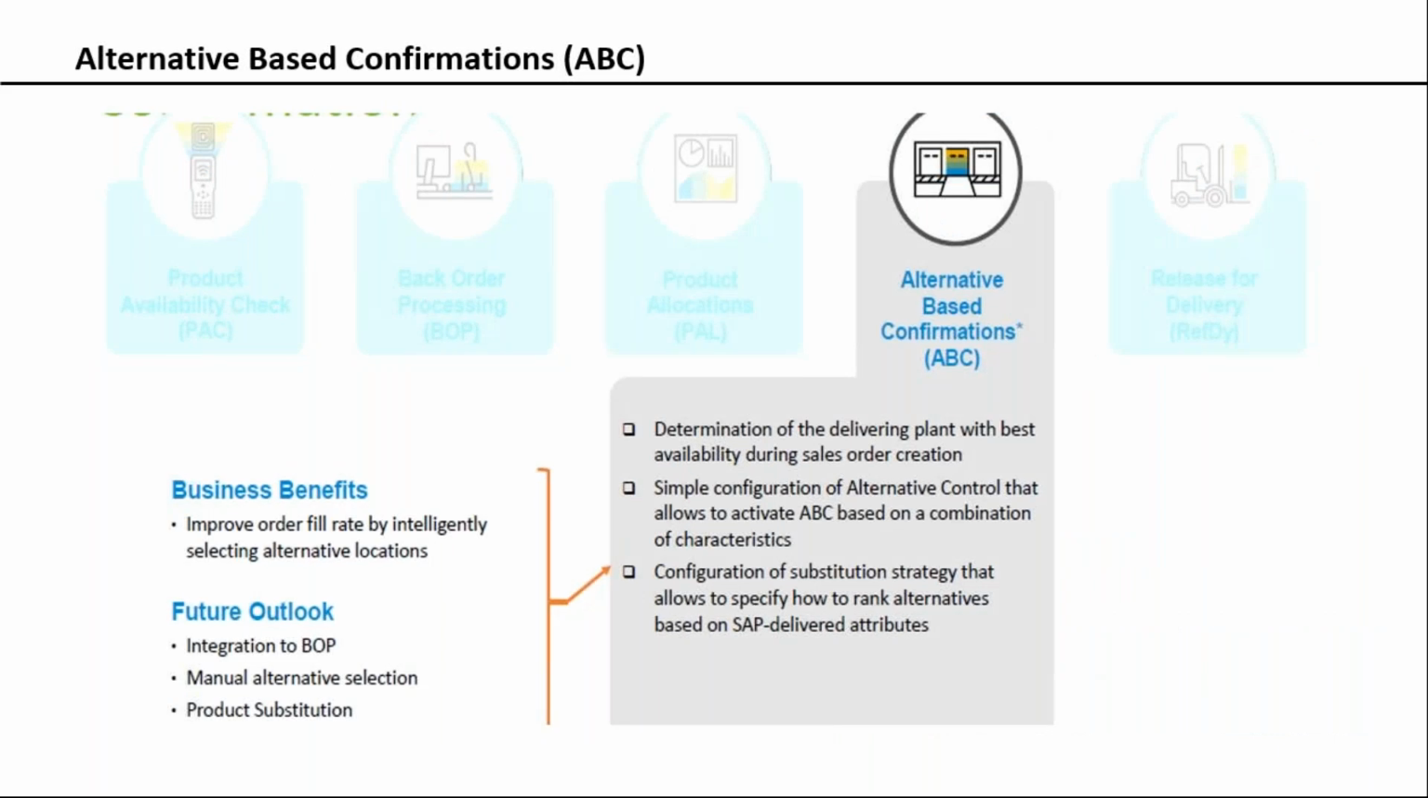Then alternative based confirmations, as I told you some time ago, this functionality can be used to check ATP in alternative plants if inventory is not available in the default plant.